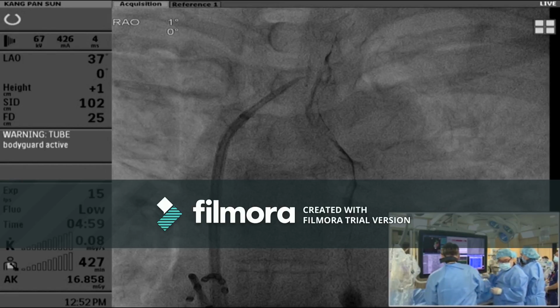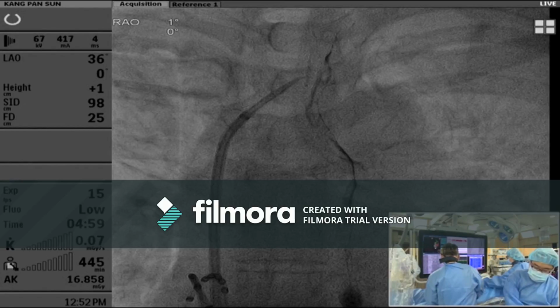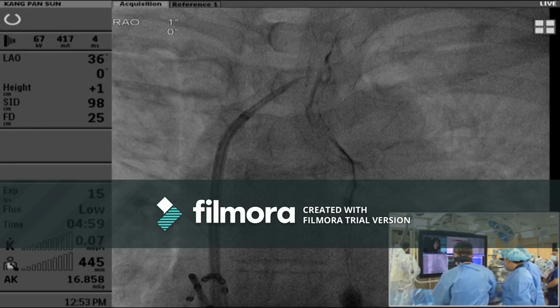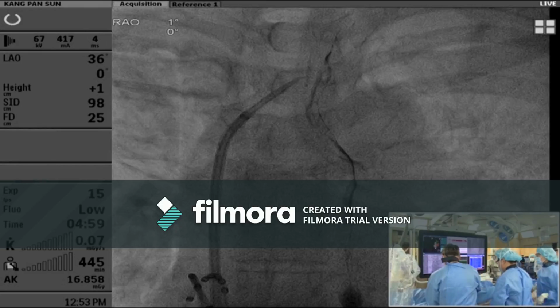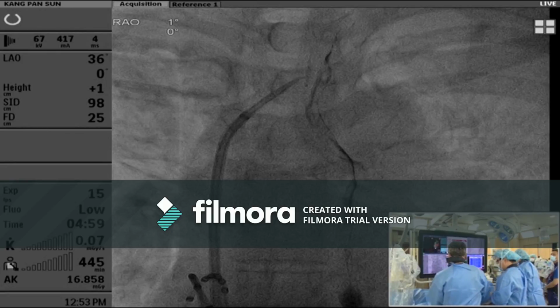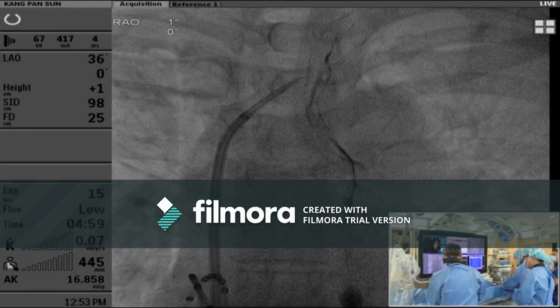So after we insert the needle into the dilator, I inject normal saline to prevent clogging inside the dilator. I don't use contrast routinely. We don't use ICE or other imaging modality, only fluoroscopy guidance.